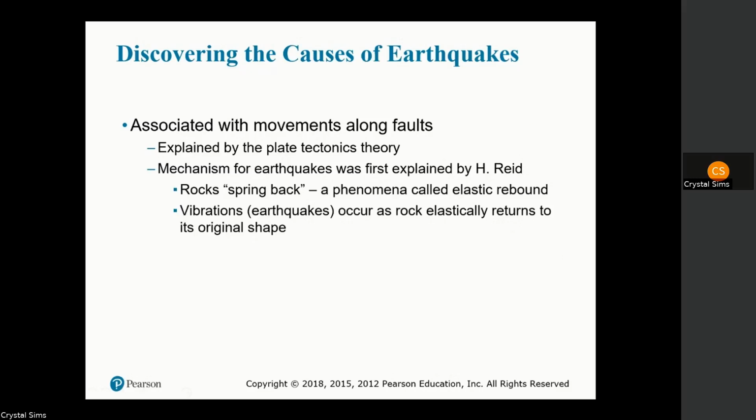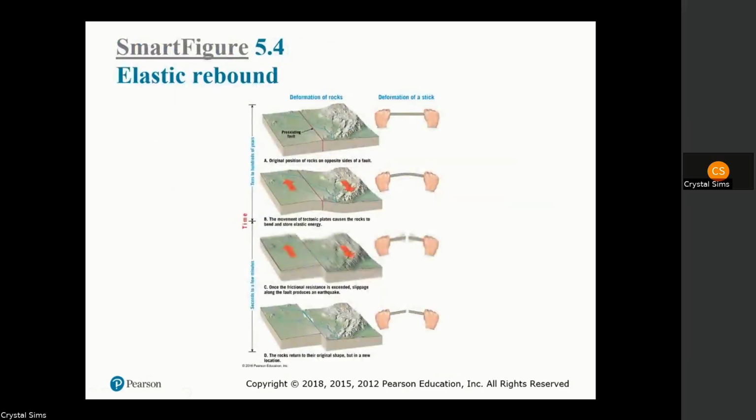What Reid concluded from his investigations is that differential stress is going to lead to the bending of crustal rocks. And this figure kind of shows what's happening here. So you can think of this as like a person who is holding a stick in their hands. And as they start to bend the stick, put pressure on the stick, frictional resistance is going to keep the fault at first from rupturing and slipping.